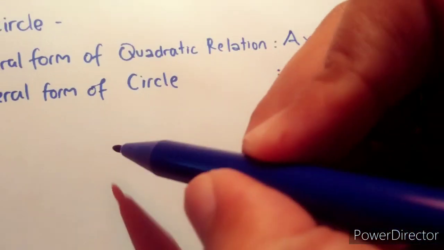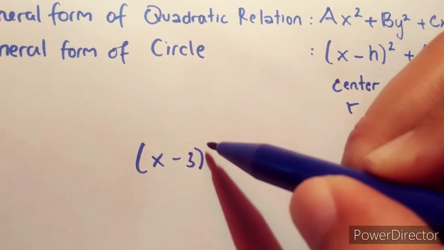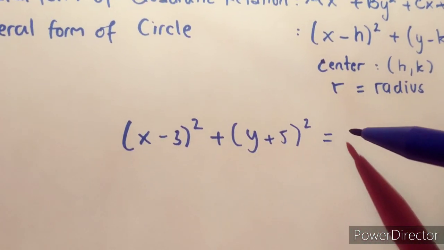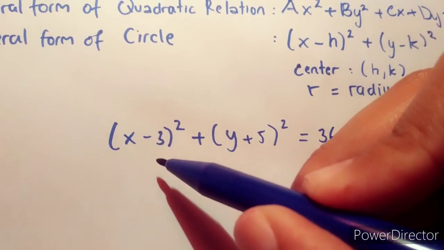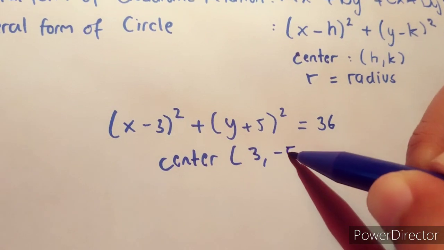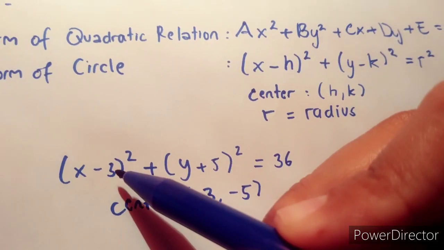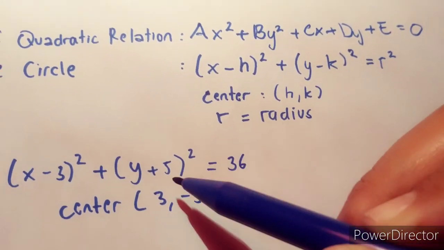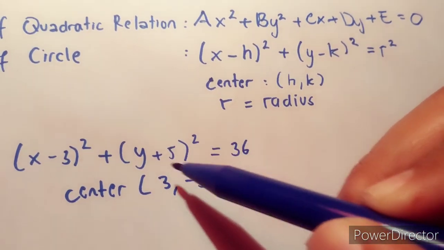Okay, so for example, if I have x minus 3 squared plus y plus 5 squared equals, for example, 36, it means the center coordinates will be 3, negative 5. See, this is subtraction, so just take h as 3. And for k, since this is addition, not subtraction, it will be the opposite of the number here.